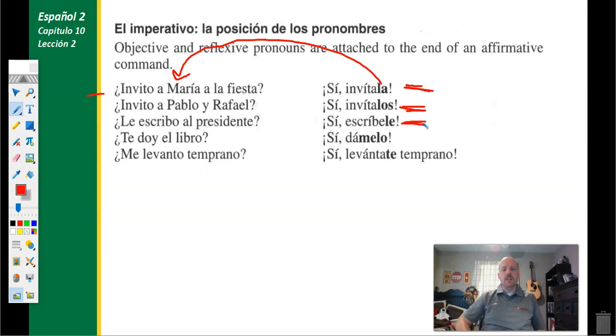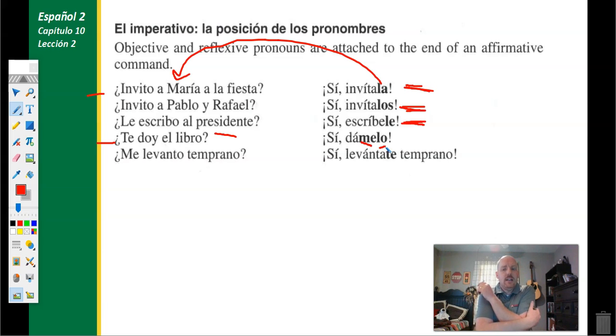Te doy el libro. This one's got a lot going on here. Let's break this one down and take a look at it. Te doy el libro. Am I giving you the book? Sí. Da. Yes. Give me it. See how I did two there? I've got the indirect object pronoun me and the direct object pronoun lo. Give me it. The me there refers to you, me, and lo refers to the book itself. Sí, dámelo. Yes, give me it.